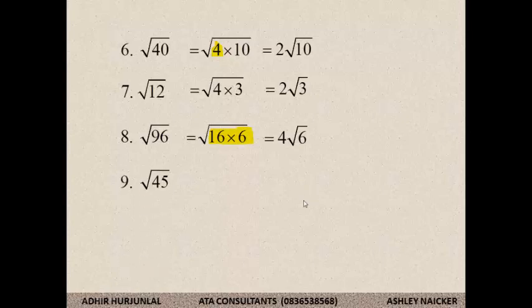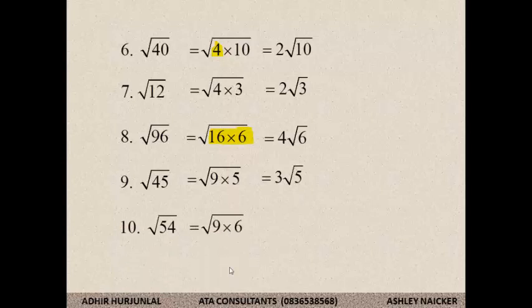Number 9, the square root of 45. This is easy, guys. It is the same as the square root of 9 times 5. The square root of 9 is 3. So the answer here becomes 3 root 5. How's it? 9 out of 9. Let's go for the full 10. The square root of 54 is the same as the square root of 9 times 6. The square root of 9 I know is 3, so my answer should be 3 root 6. Okay, guys, 10 out of 10.